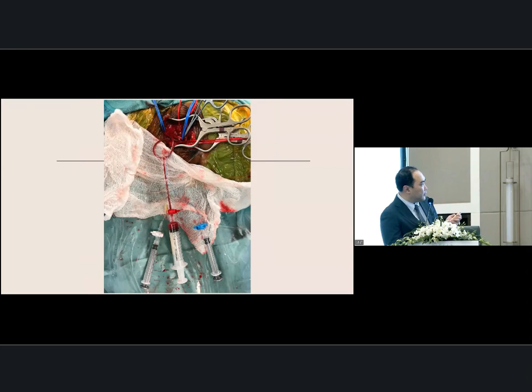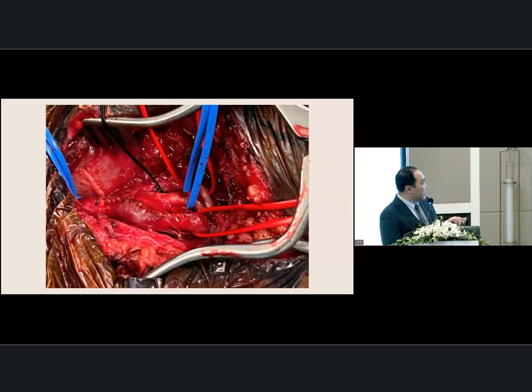The risk of dissection of the vessels proximally and distally is obviously there if you're going to do that. So that's where it is. And so sometimes we tend to do just primary closure, but I think the literature is now level one, that is, you need a patch.